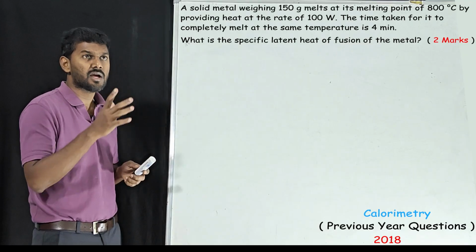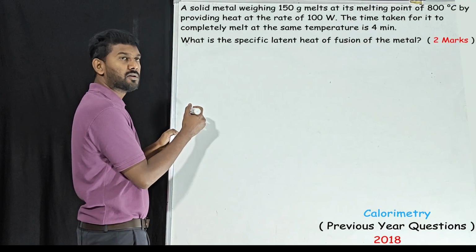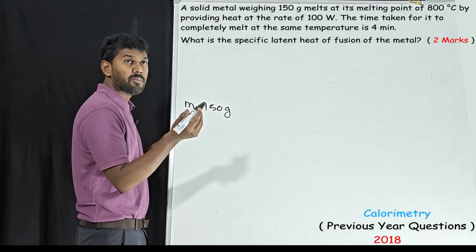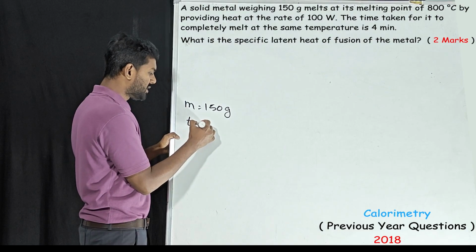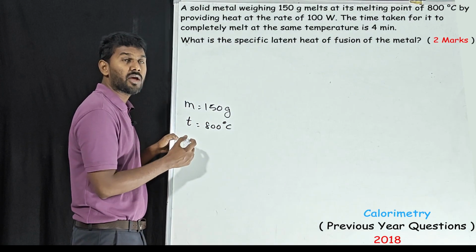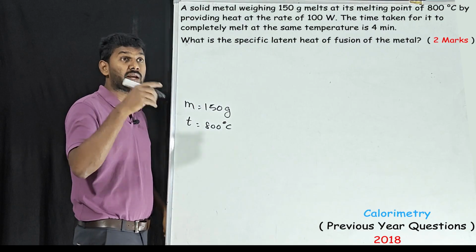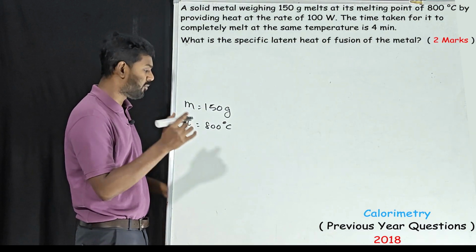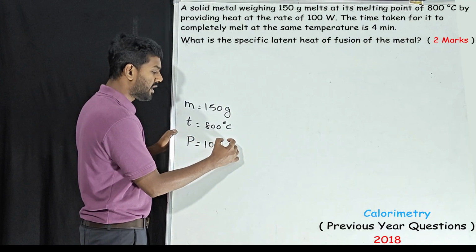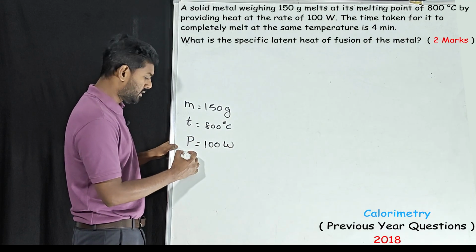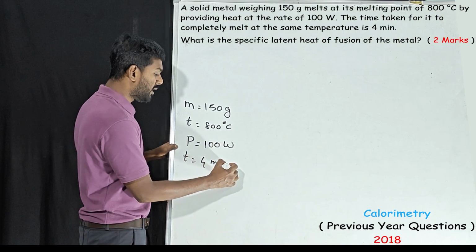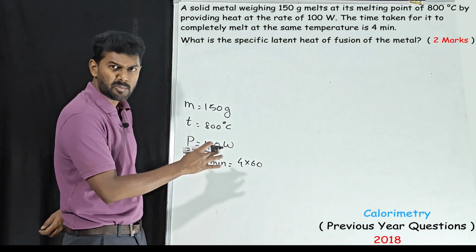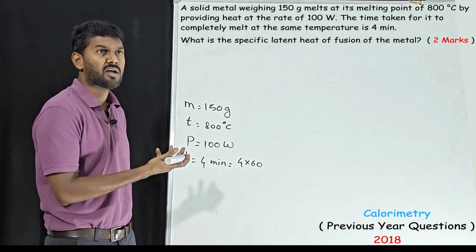First we will write down the given data. Mass is equal to 150 grams. Then temperature is given. Only one temperature is given, that is 800 degrees Celsius. That is okay. Then heat at the rate of 100 watt. Watt is the unit of power, so power is given as 100 watt, and time is given as 4 minutes, but we know it should be in seconds, so 4 into 60. We'll keep it like that. Somewhere it can be easily cancelled or converted.